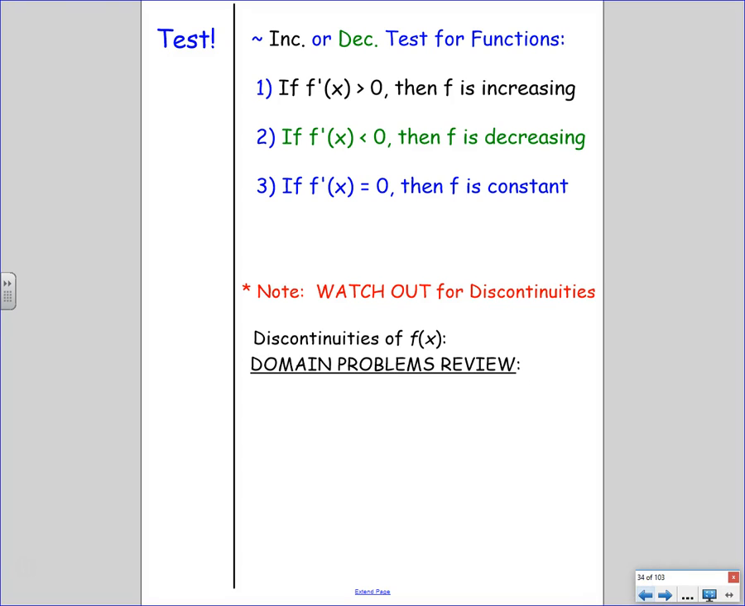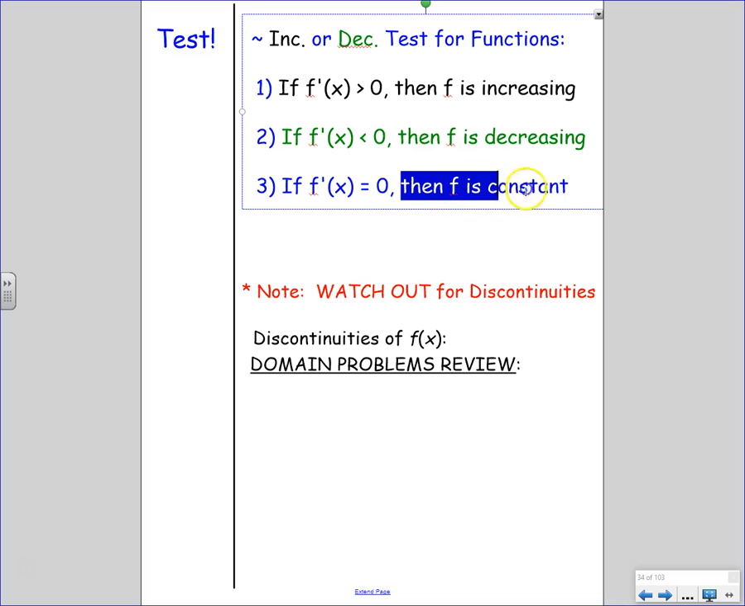Increasing, decreasing test for functions. Even though you guys basically discovered it if you thought about it carefully. If the derivative is greater than 0, then the function is increasing. If the derivative is less than 0, then the function is decreasing.